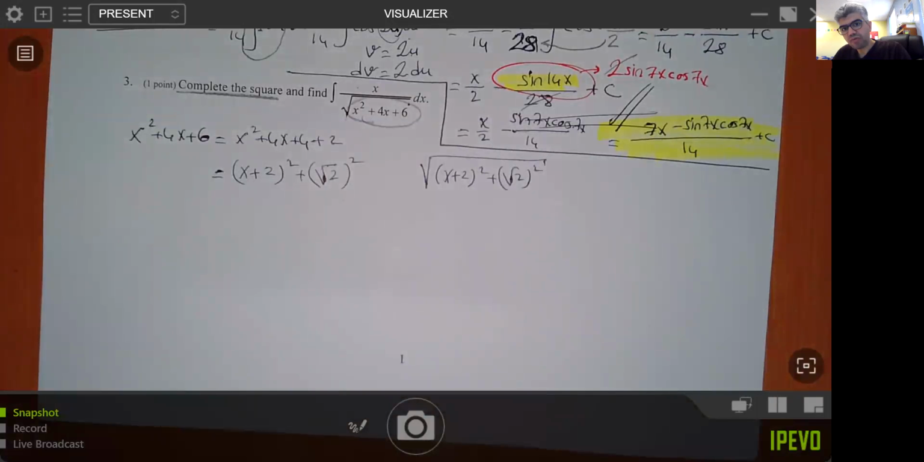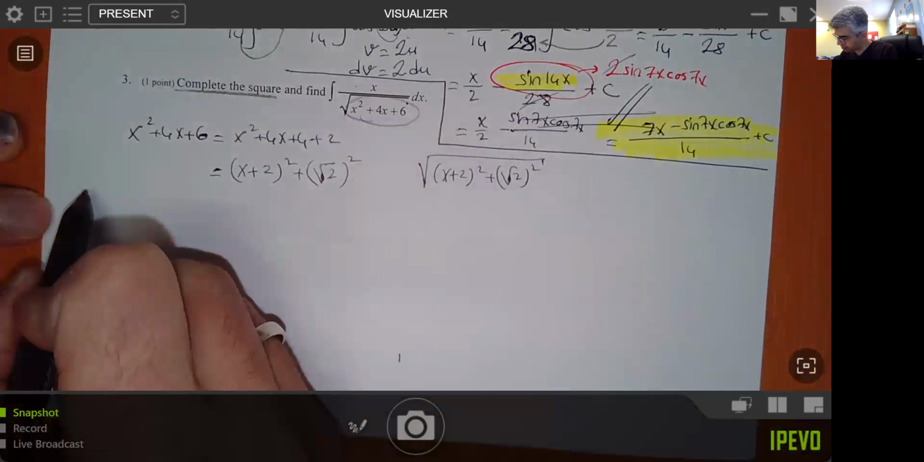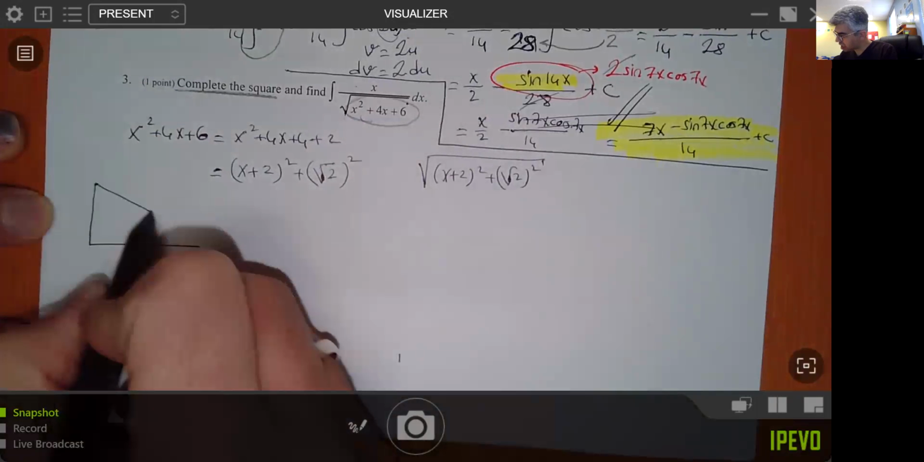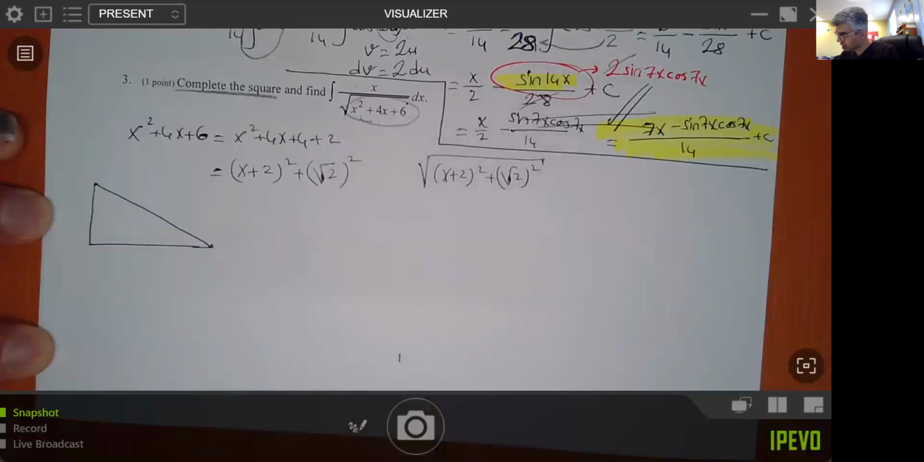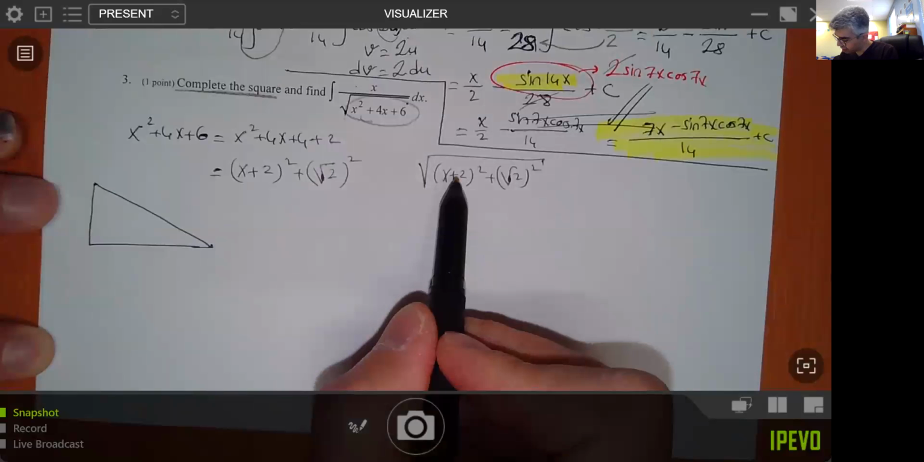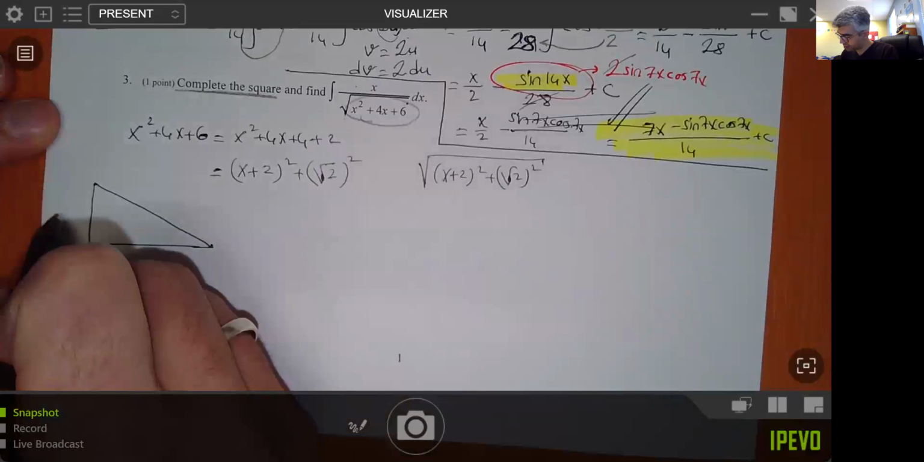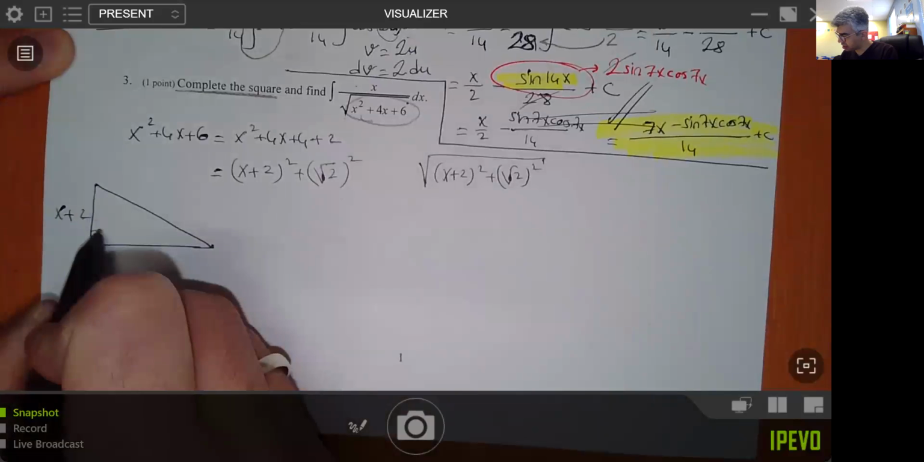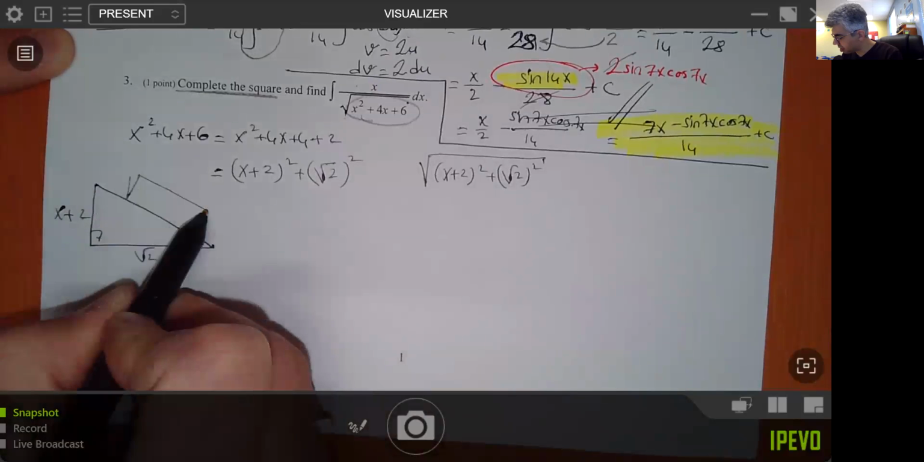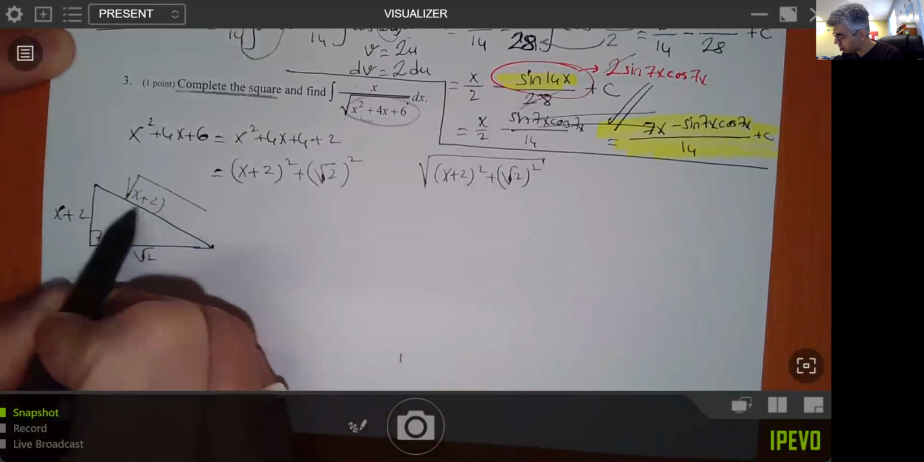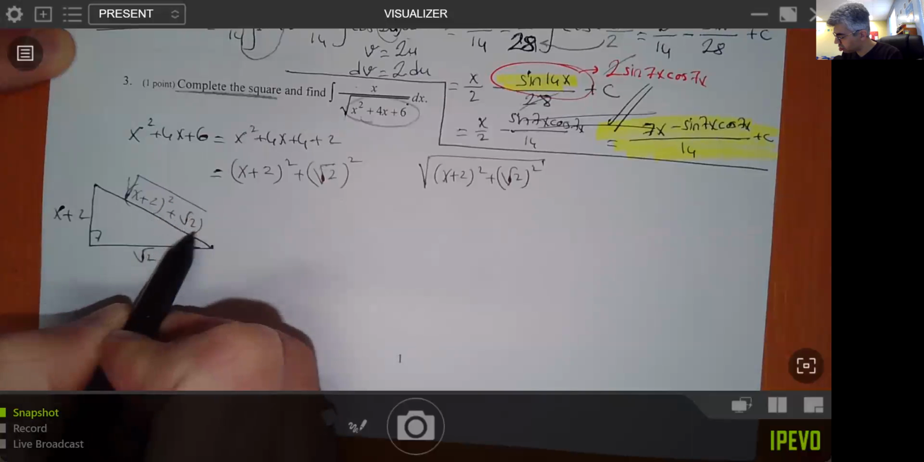Where we may use it, where we can see it. We can see it in a right triangle. Yes, guys, in a right triangle. What do I mean? In a right triangle, this may be the hypotenuse. If the sides are x plus 2, sides of a right triangle, and one side is square root of 2, then the hypotenuse will be x plus 2 squared plus root 2 squared.